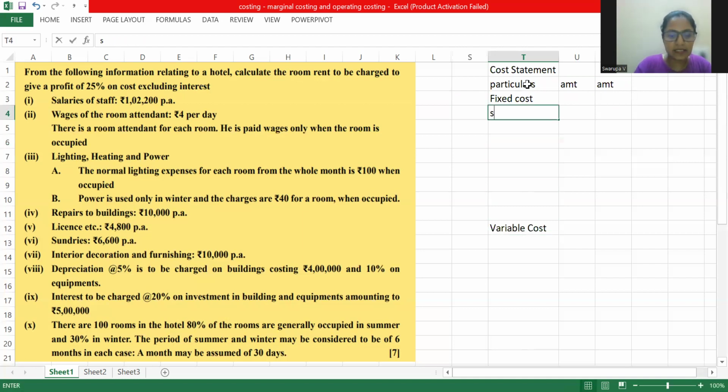Okay. Salary is a fixed cost at 1,02,200 per annum. Wages is given per day, so that's a variable cost. So wages is 4 rupees per day.